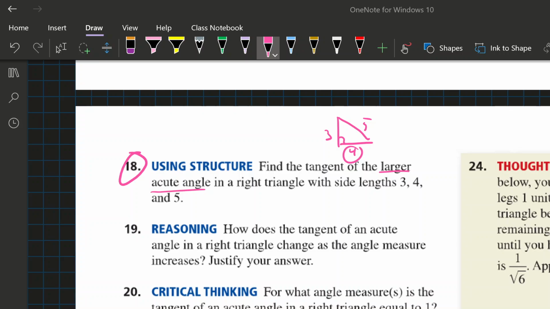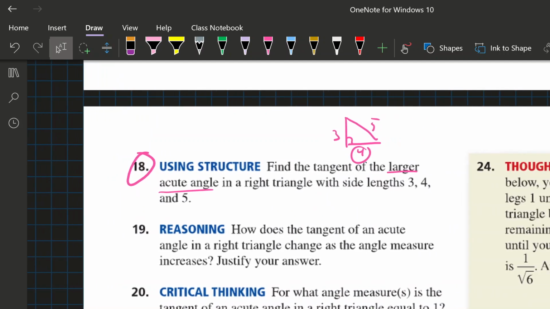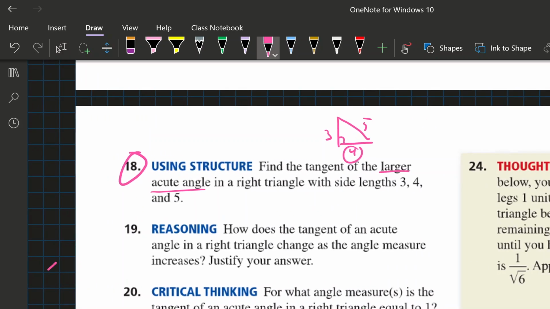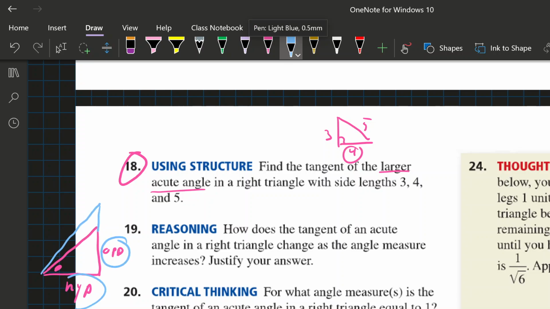19's a thinking problem. So just think. I've got this over here. Let's look at this angle right here. That's my opposite. That's my hypotenuse. As I increase that angle, what's happening to this side? What's happening to this side? What's that going to do to my tangent ratio? That's what it's asking you.